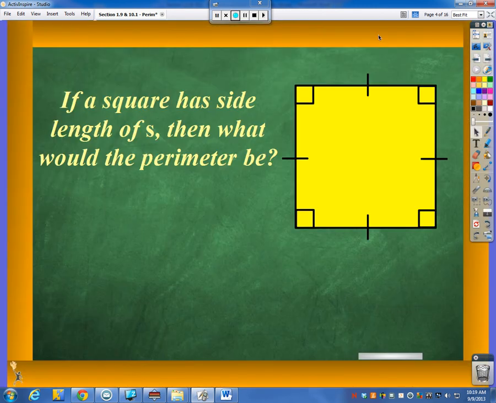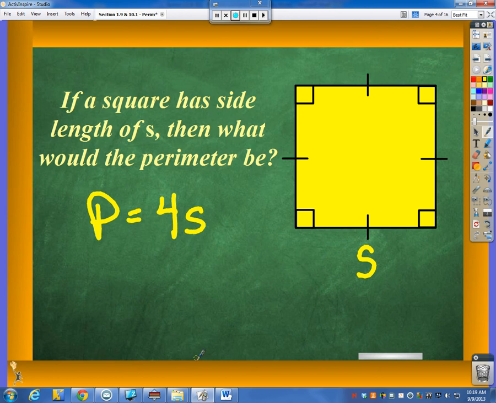Now, if a square has side length of s, so unknown variable length s here, then what would the perimeter be? Well, if a square has 4 congruent sides and each side is s, well then s plus s plus s plus s would be 4s, a fast way of writing it. Nothing terribly tricky here.